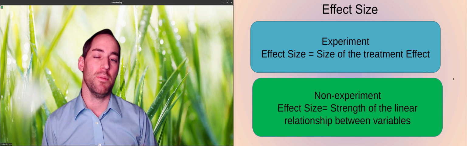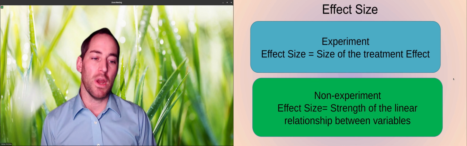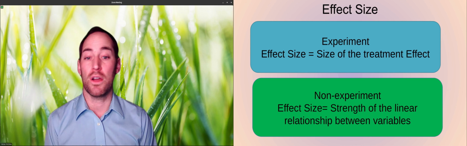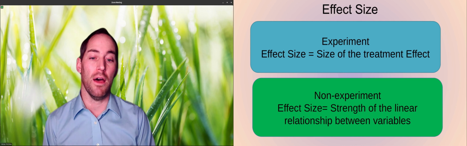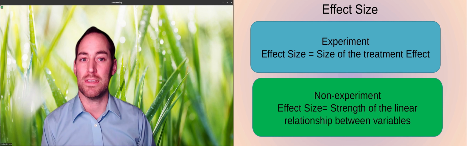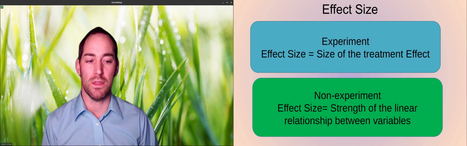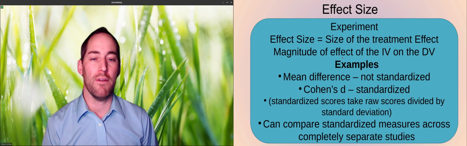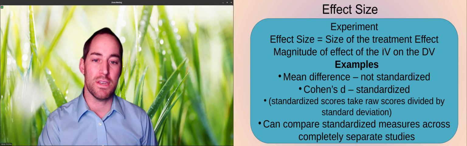In a non-experiment, like a correlational study, it's the strength of the relationship between the variables. And that might sound similar. A correlation is an example of a non-experimental effect size. How strong is that relationship between those variables? So in an experiment, it's the magnitude of the effect of the independent variable on the dependent variable.